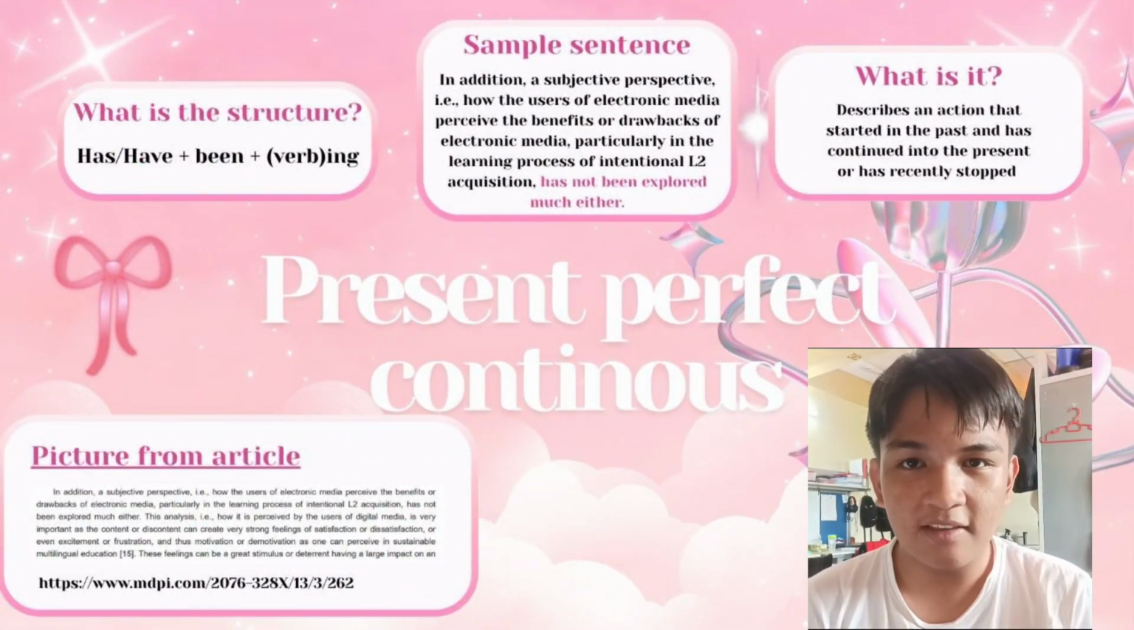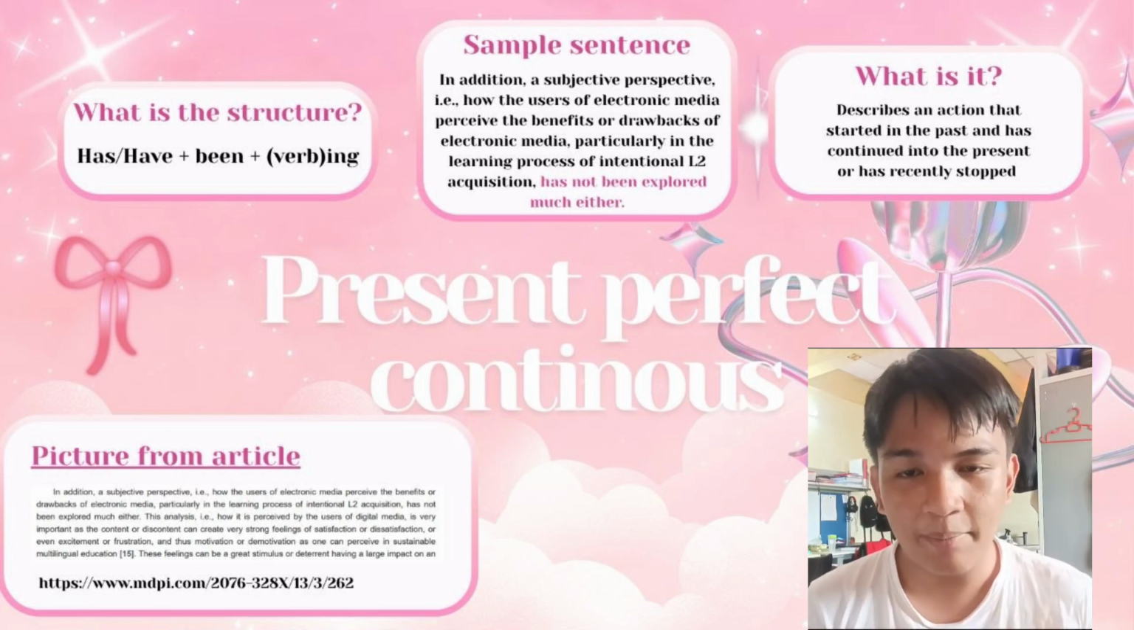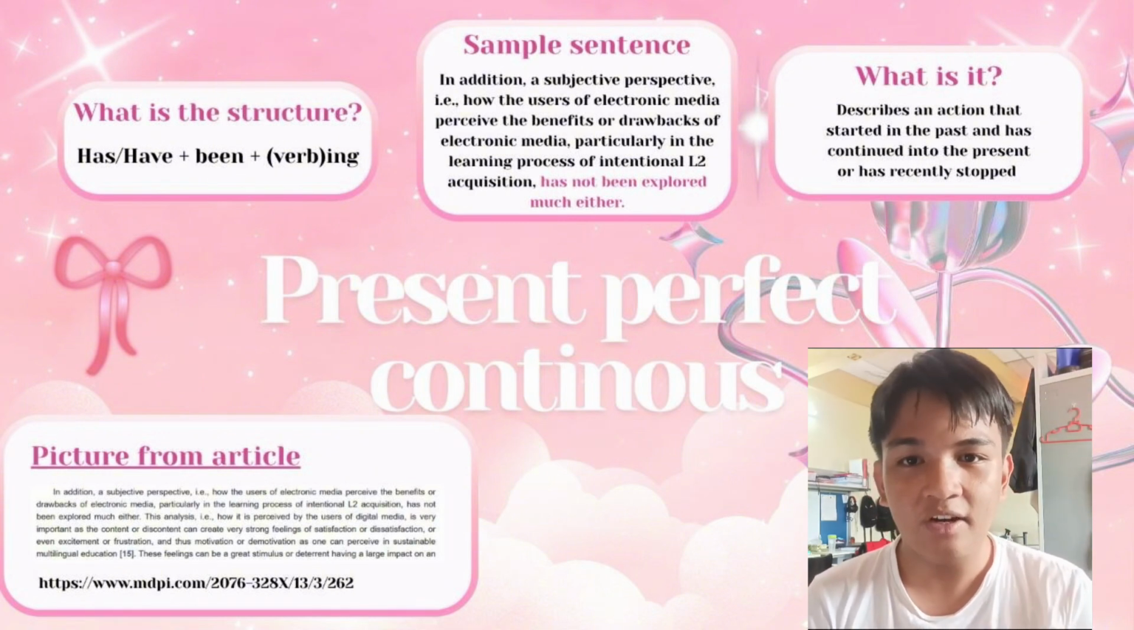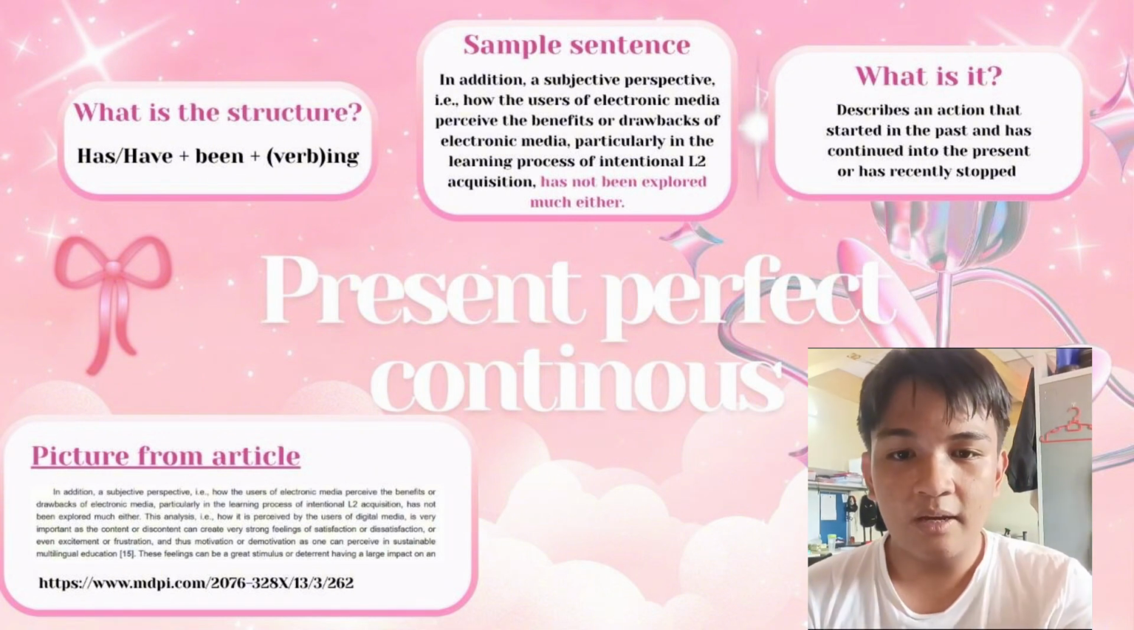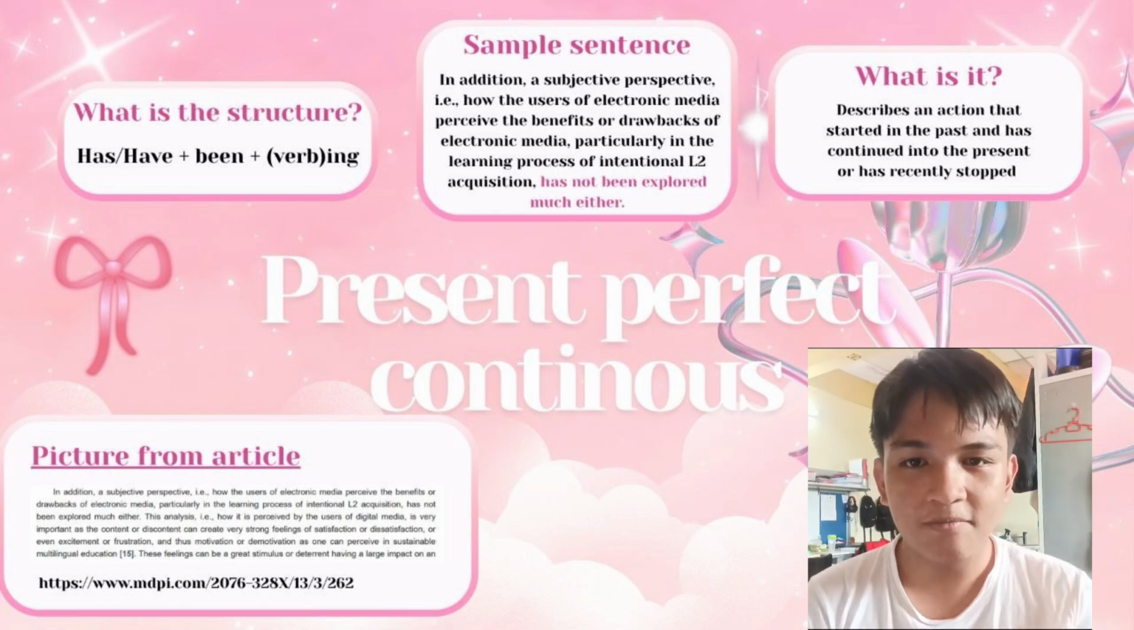Present perfect continuous tense. We use the present perfect continuous tense when referring to an action that has started in the past but has continued up until the present or has just recently stopped. A sample of this tense being used is: the intentional learning acquisition has not been explored much either.